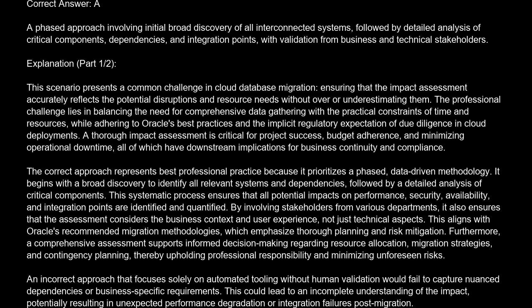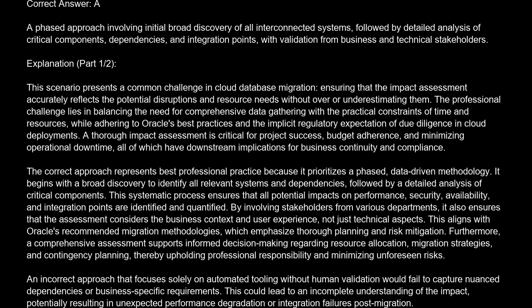Explanation. This scenario presents a common challenge in cloud database migration, ensuring that the impact assessment accurately reflects the potential disruptions and resource needs without over- or underestimating them. The professional challenge lies in balancing the need for comprehensive data gathering with the practical constraints of time and resources, while adhering to Oracle's best practices and the implicit regulatory expectation of due diligence in cloud deployments. A thorough impact assessment is critical for project success, budget adherence, and minimizing operational downtime, all of which have downstream implications for business continuity and compliance.